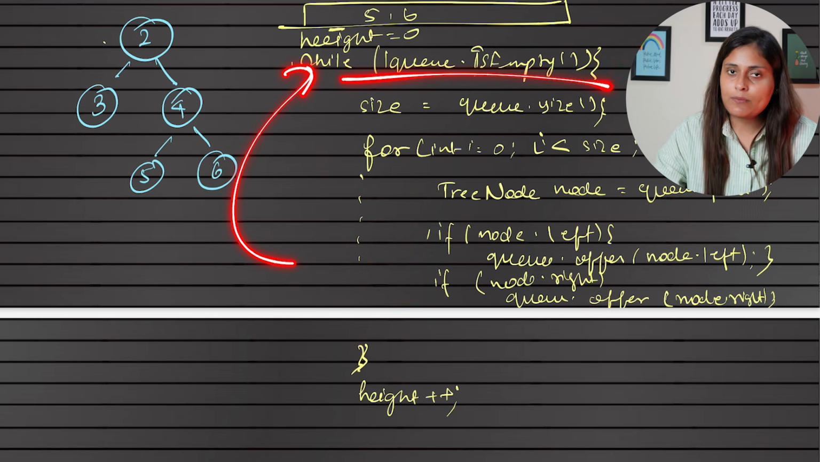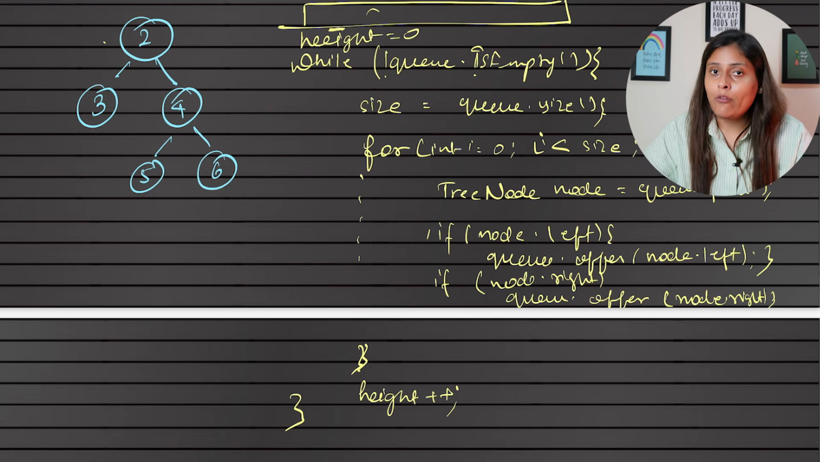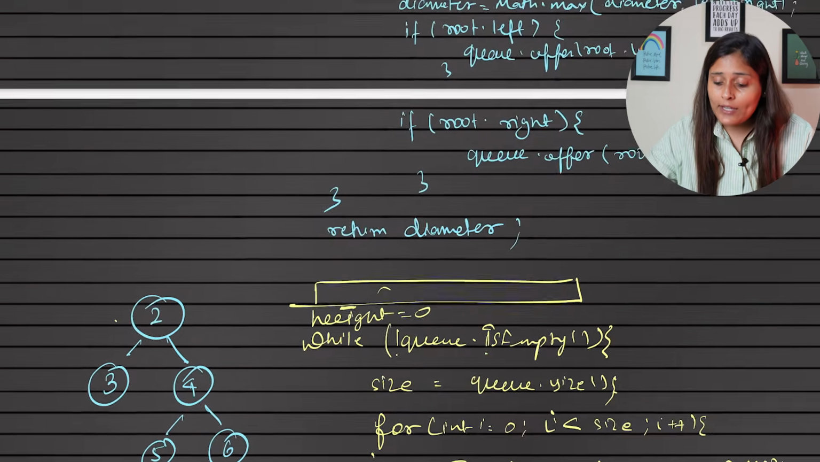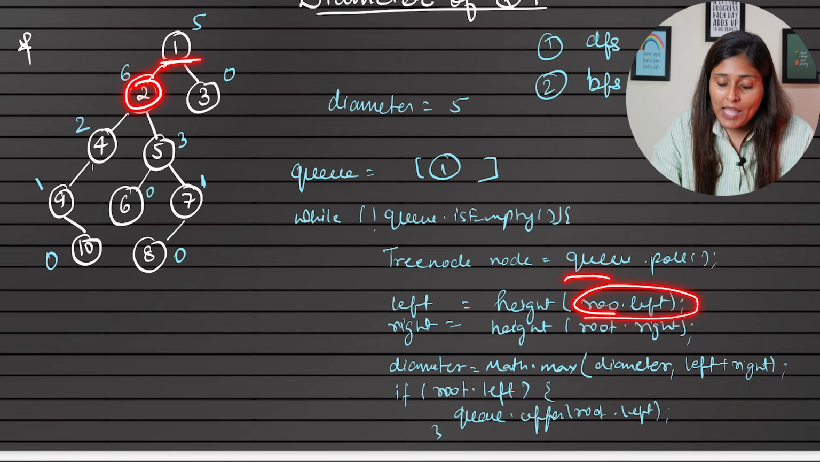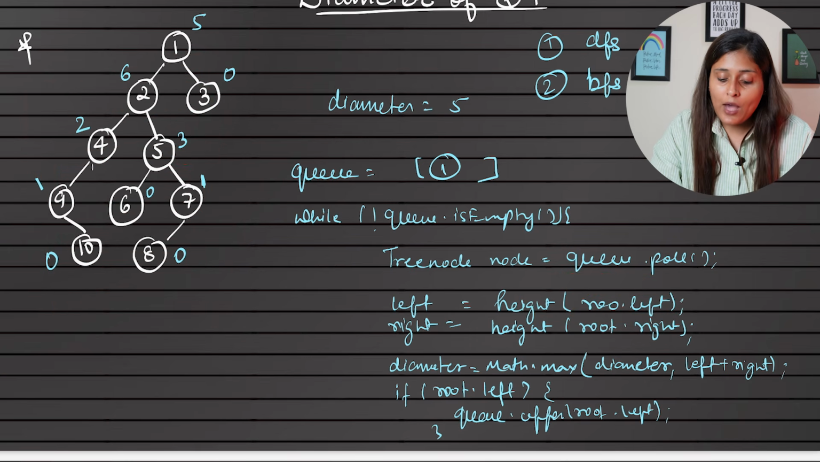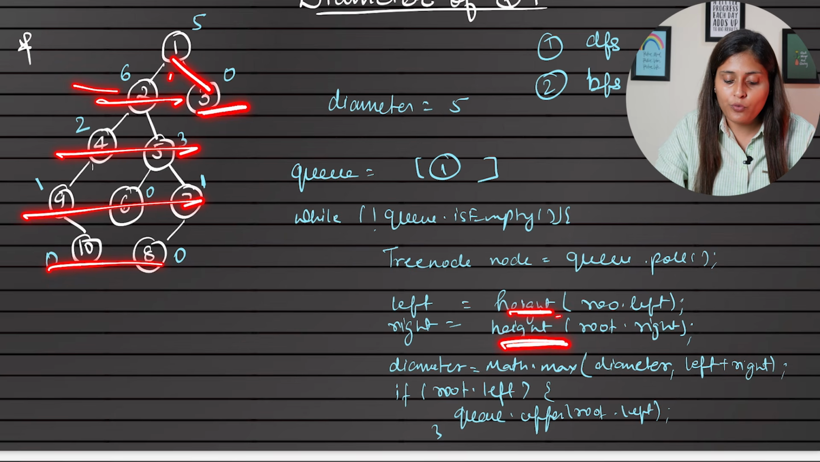Now the queue is empty. Yes, the queue is empty. After coming out of this whole while loop, can I say return this height? Why return this height? Because that's what we called here. For this node 1, we have sent root.left, so we sent 2, and this height function helps me tell what the height of this tree is. So here we'll get 4 as left, here we'll get 1 as right, and that's what we do: 4 plus 1, 5.